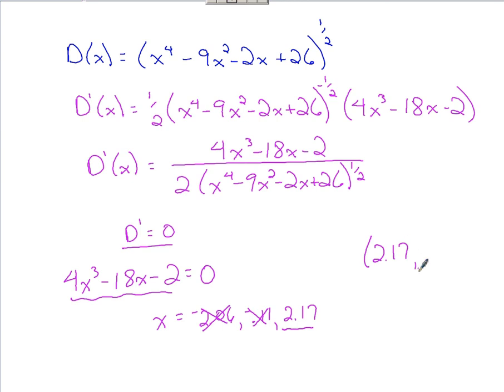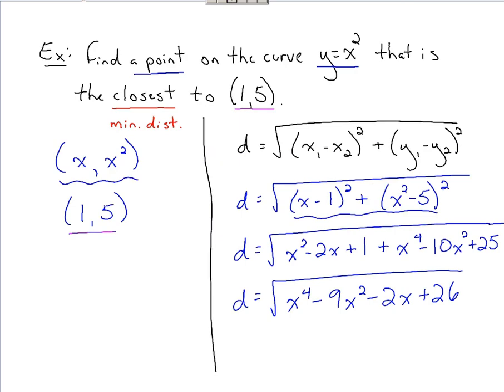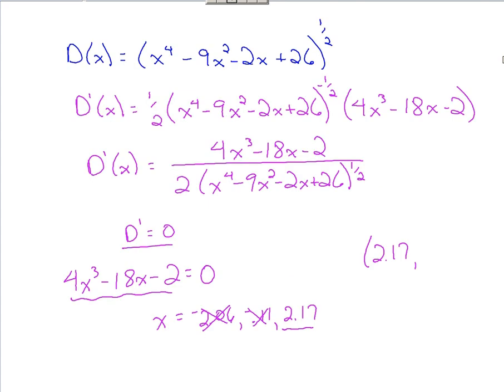Figure out the y value. Well, we know what x is now. We know this is 2.17. Plug in, take 2.17 and square it. So 2.17 squared is 4.71. There's our point. That's a minimum distance on that curve from 1, 5.